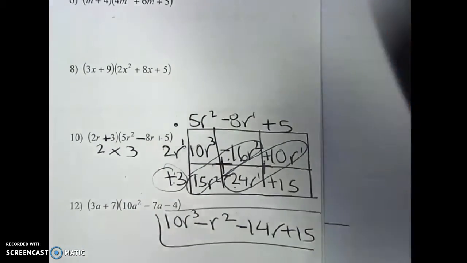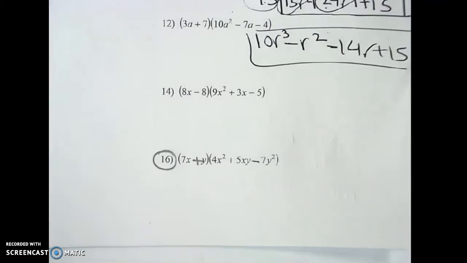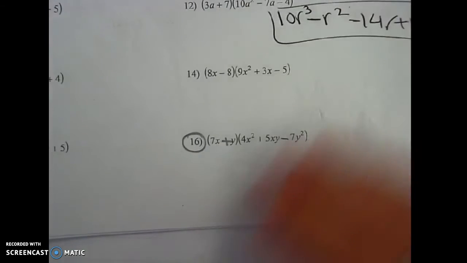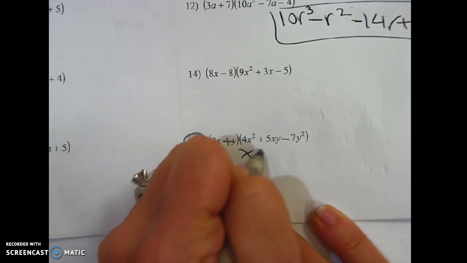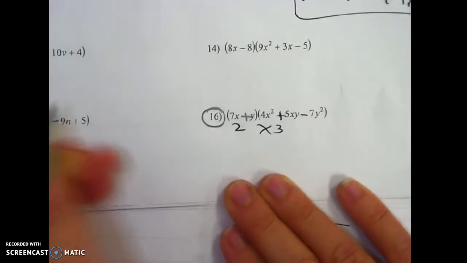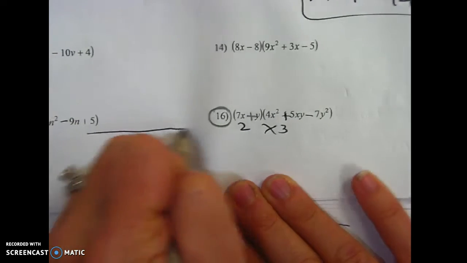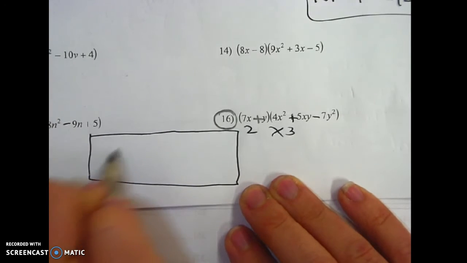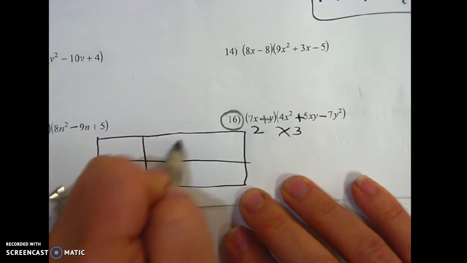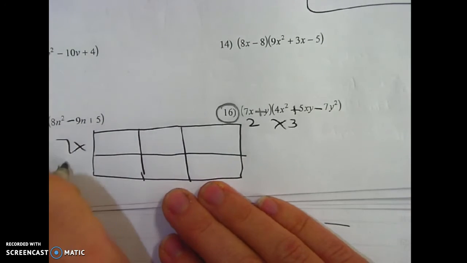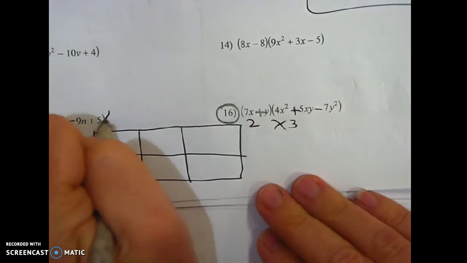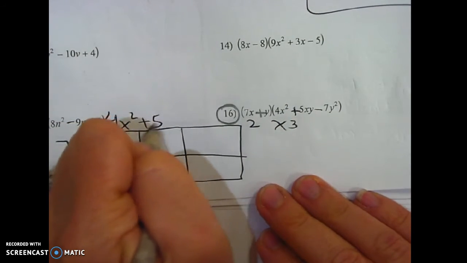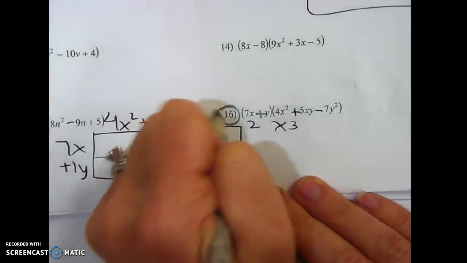Now I feel like you've got it, but I need to go over the last one because it's dealing with x's and y's. And it's the same thing, it's just a bit more confusing because instead of having 1 letter, you have 2. So the dimension is a 2 by 3, that's plus 1, 2, 3, 1, 2. I don't know why I'm making it so big, but that's okay. So I get 7x plus 1y, putting the 1 for my own sanity, 4x squared plus 5xy minus 7y squared.